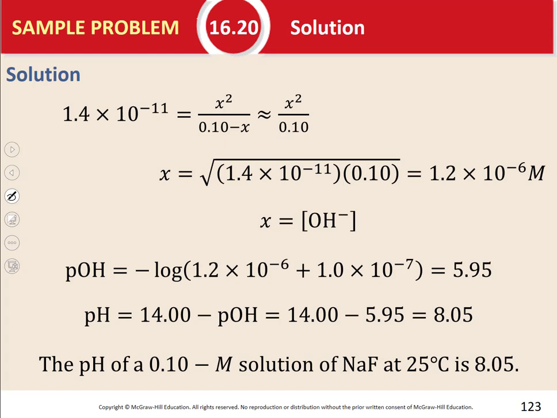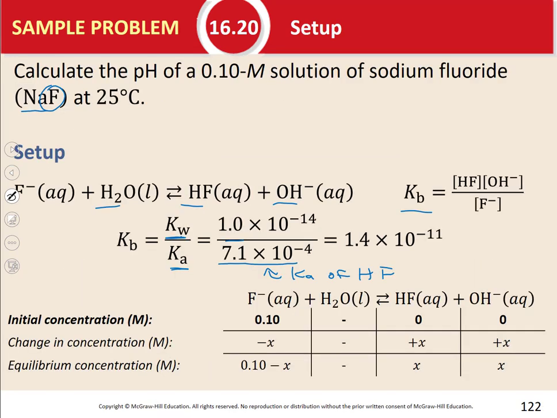For all of these, you're probably going to be able to get away with the assumption that x is small. Conjugate acids and bases are going to have small k's. Assuming x is small is almost always a good assumption. So we can ignore this term, making our math a whole lot easier. Once we find x, in this case we found x to be 1.2 times 10 to the negative 6 molar. If we plug that back into our ICE table, that is the concentration of hydroxide.